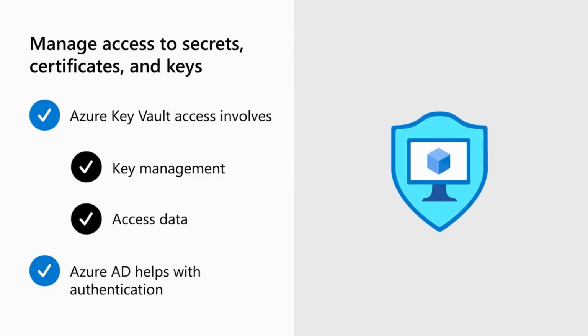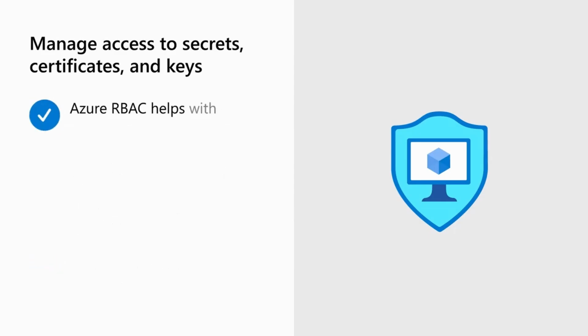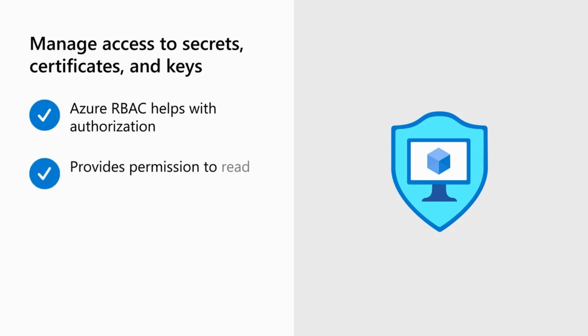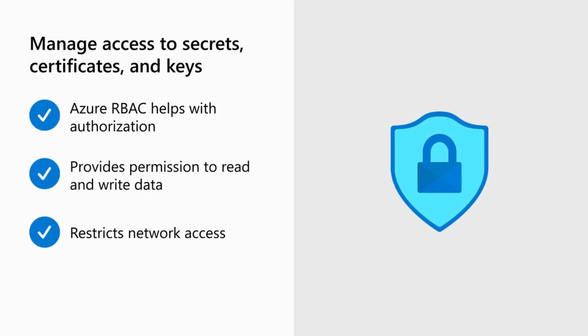Authentication is done through Azure AD, while you can use Azure Role-Based Access Control, also called Azure RBAC, for authorization. Access policies define permissions for reading and writing data. You can restrict network access to subnets, IP addresses, or trusted services. You also learn to create secrets using Azure Key Vault.